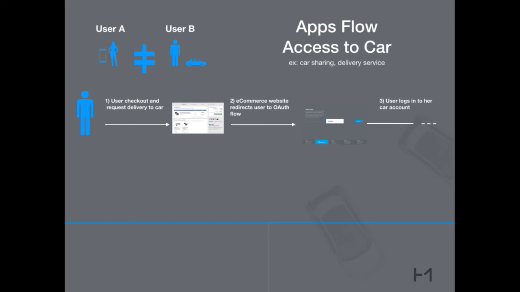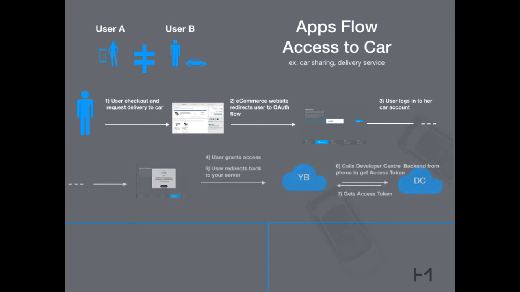And again, this OAuth flow is an industrial standard flow for getting access tokens from remote accounts. If you log in with your Facebook or with your Google account into different websites, it works more or less exactly the same. So the e-commerce website directs the user to the OAuth flow. The user logs into the car account and grants the e-commerce website access to the car.